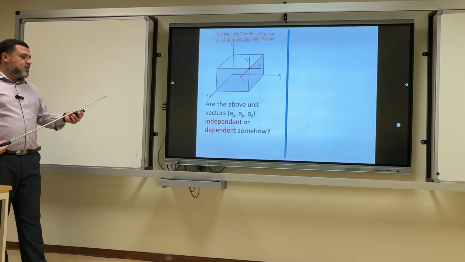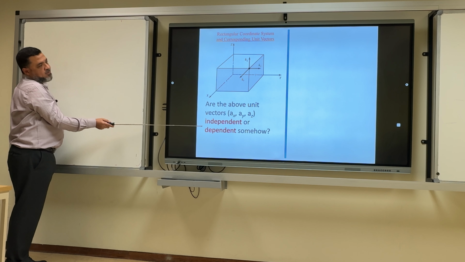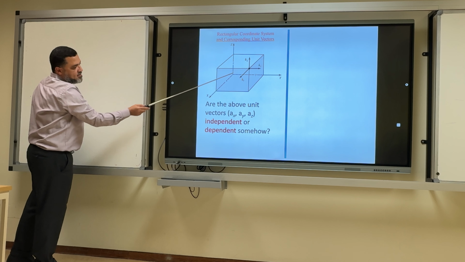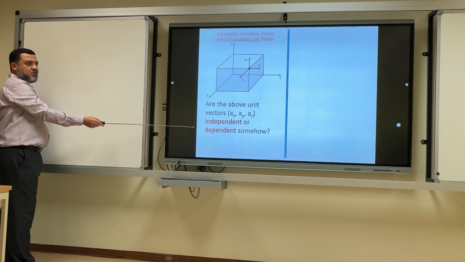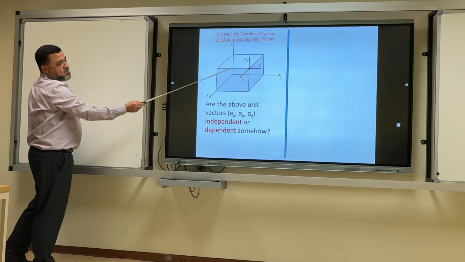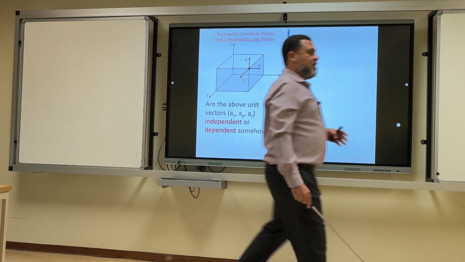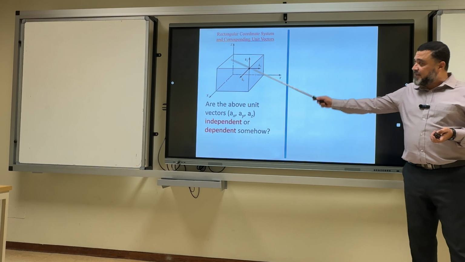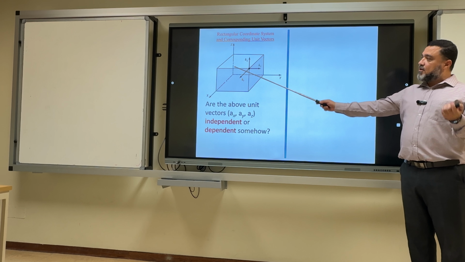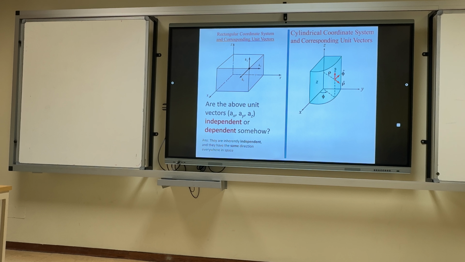In Cartesian coordinates, these unit vectors, are they related to each other in any way? These a_x, a_y, a_z, are they dependent on each other? Is there any relation between a_x, a_y, a_z? They're totally independent, and they are even constant. At any point in space, you will have the same a_x, same a_y, same a_z, in the same direction. They will never change.